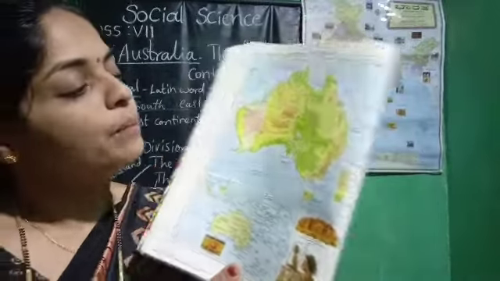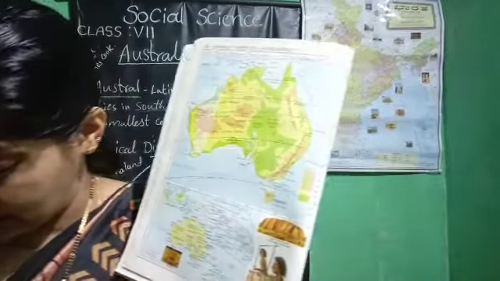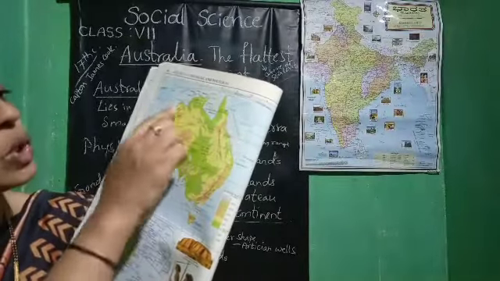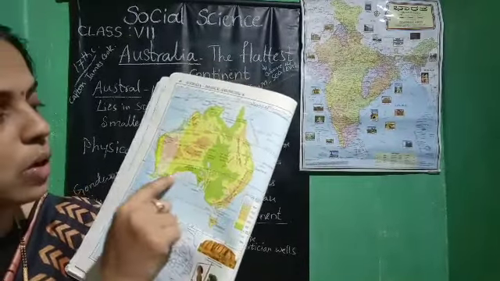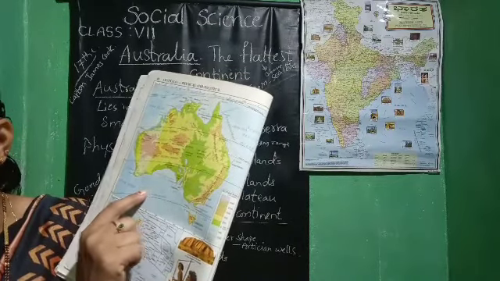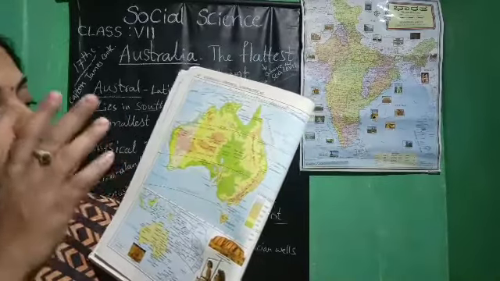Okay, so I already said the latitudinal and longitudinal extent. And here this coastline, all surrounding it, has a length of 19,310 kilometers. How much is it?